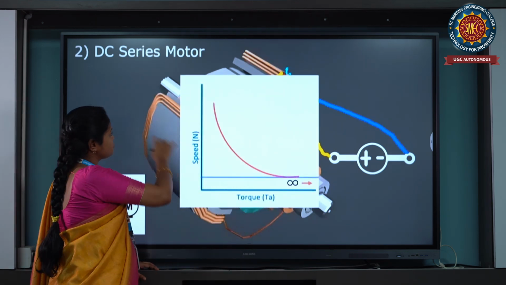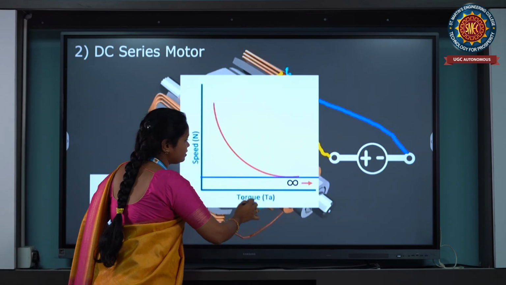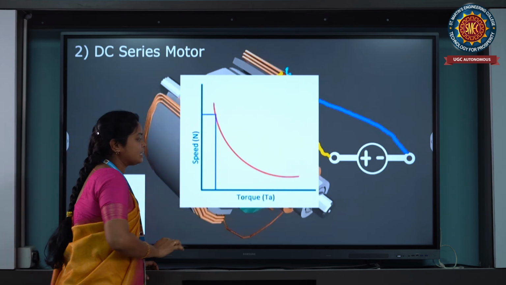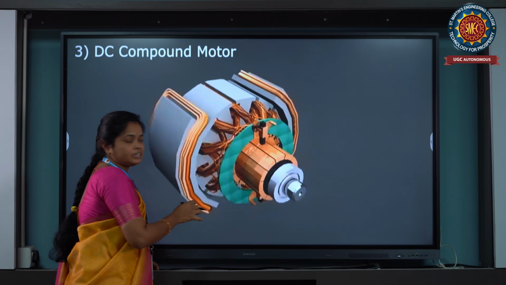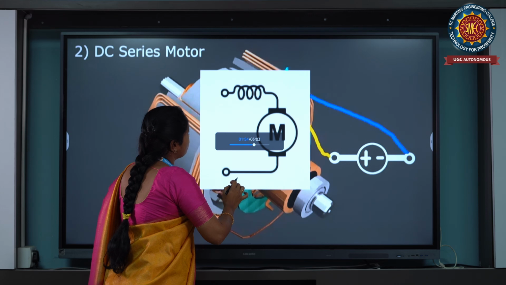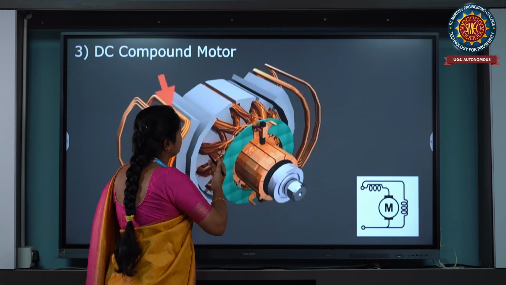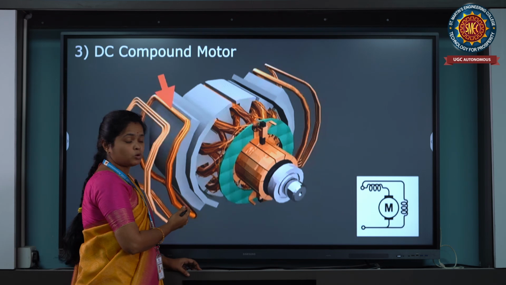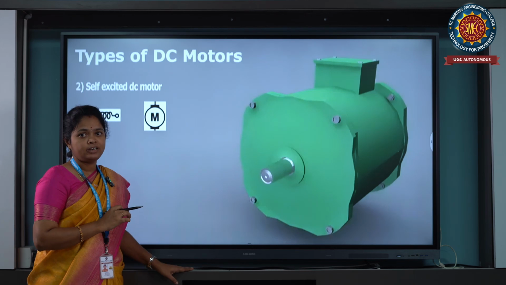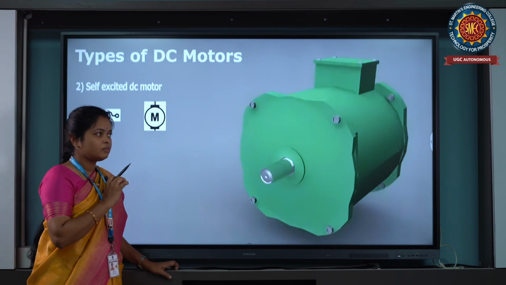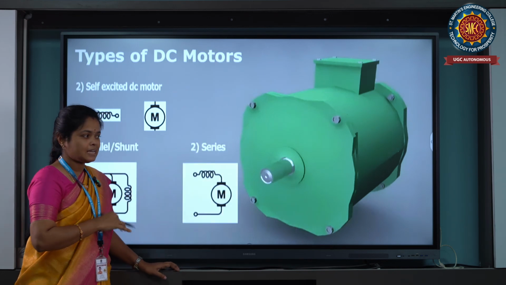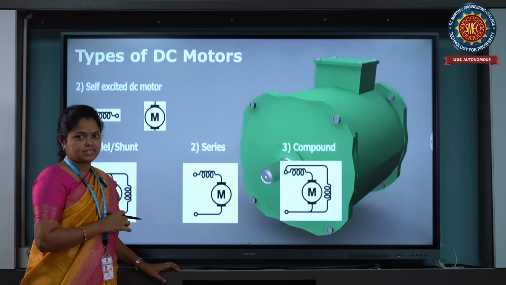And next one is the series motor. We discuss the speed and torque. The speed is rapidly decreasing because the speed of a motor is inversely proportional to the torque developed in the motor. And this is about compound motors. A compound motor is a combination of series motor and shunt motor. So this is about the different types of DC machine, and the applications of DC machines.